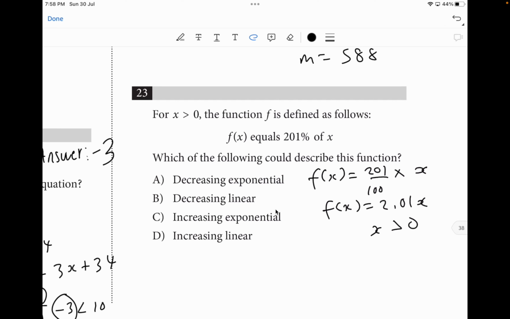So it's going to be an increasing linear function. So that's going to be option choice D, right? Choice D is going to be the correct answer for question number 23.